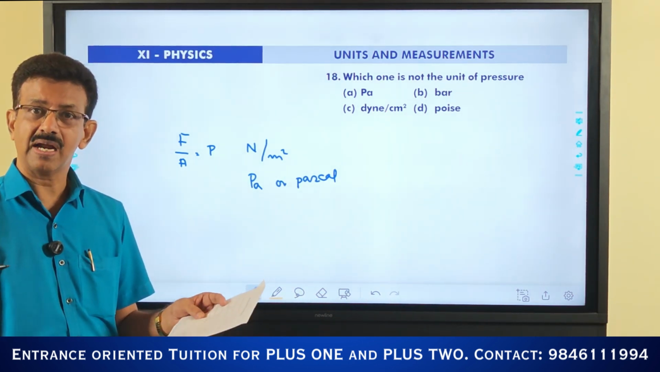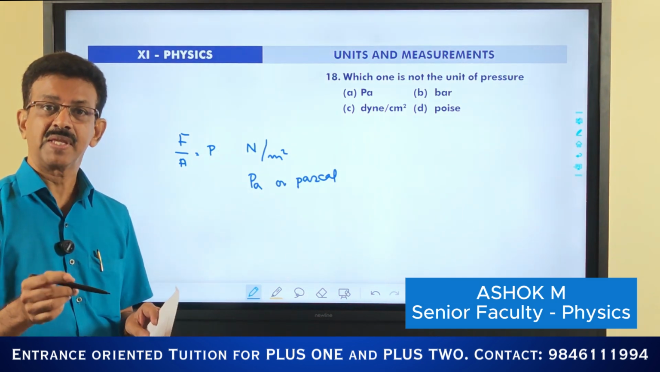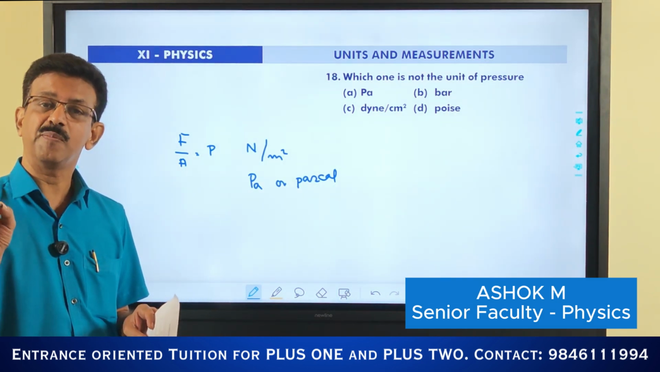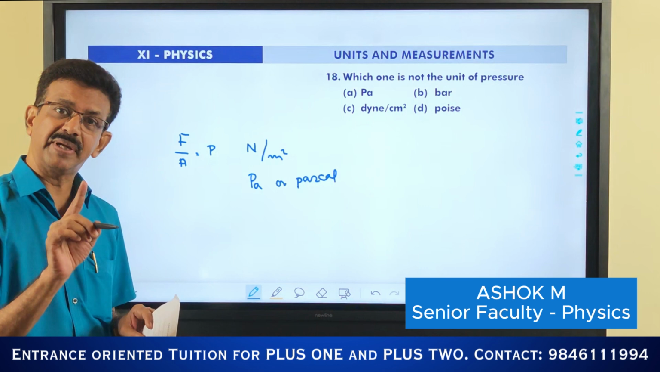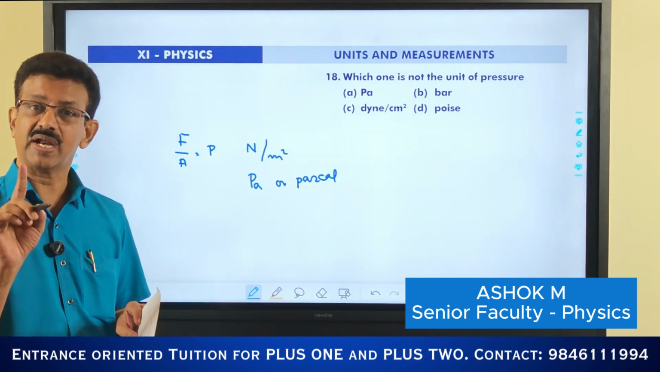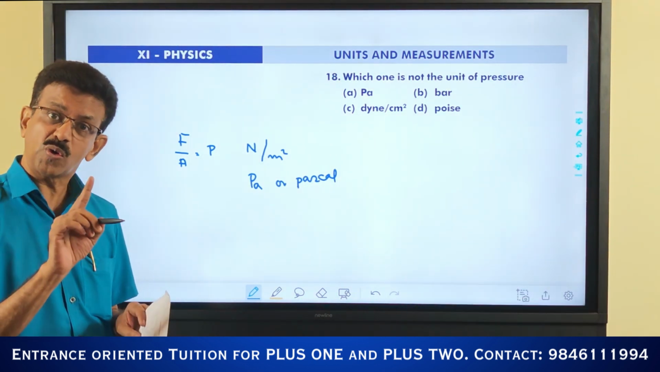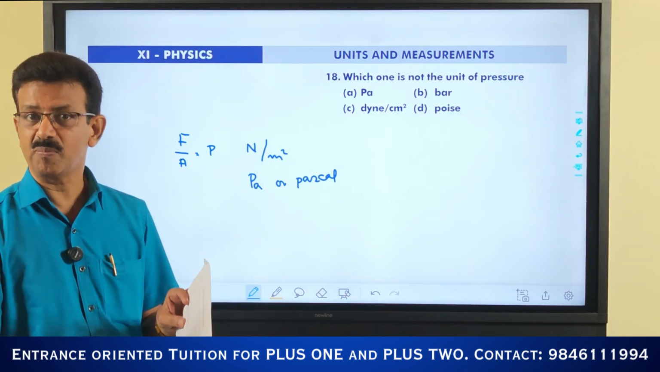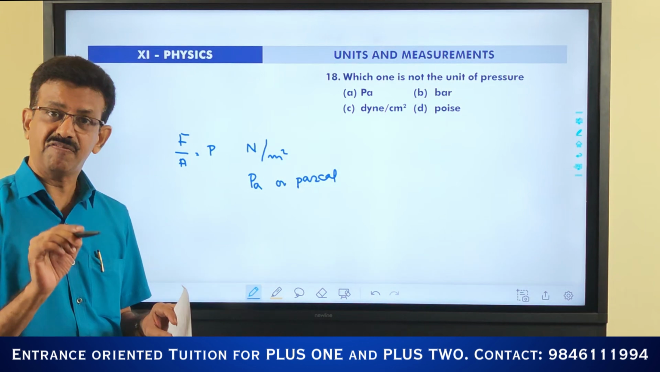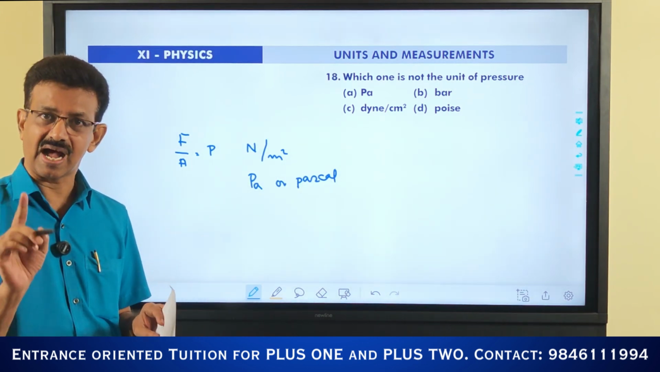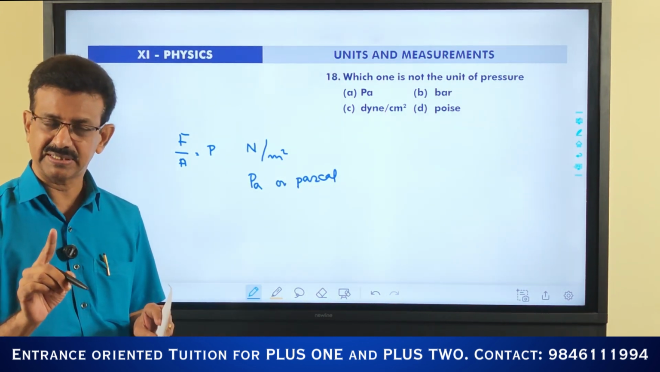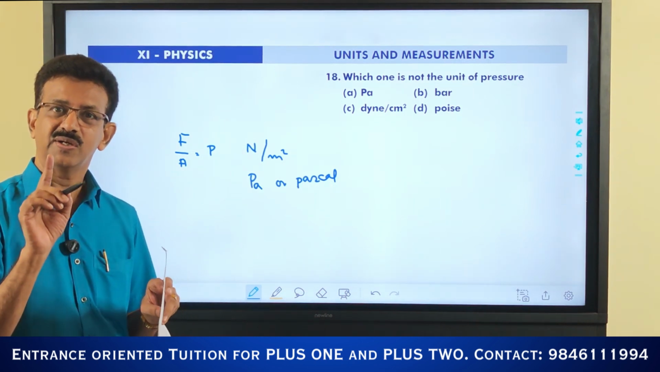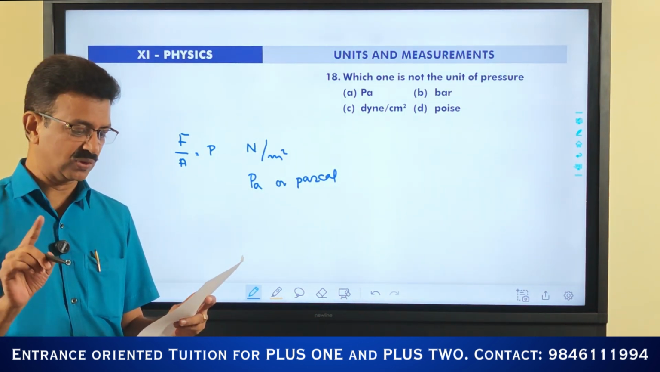Atmosphere, bar, torr, etc. Bar means 10 raised to 5 Pascal. 1 atmosphere means 1.013 into 10 raised to 5 Pascal. Torr means pressure exerted by 1 millimeter column of mercury. Therefore, different units of pressure are Pascal, dyne per centimeter square, bar, torr, and atmosphere.